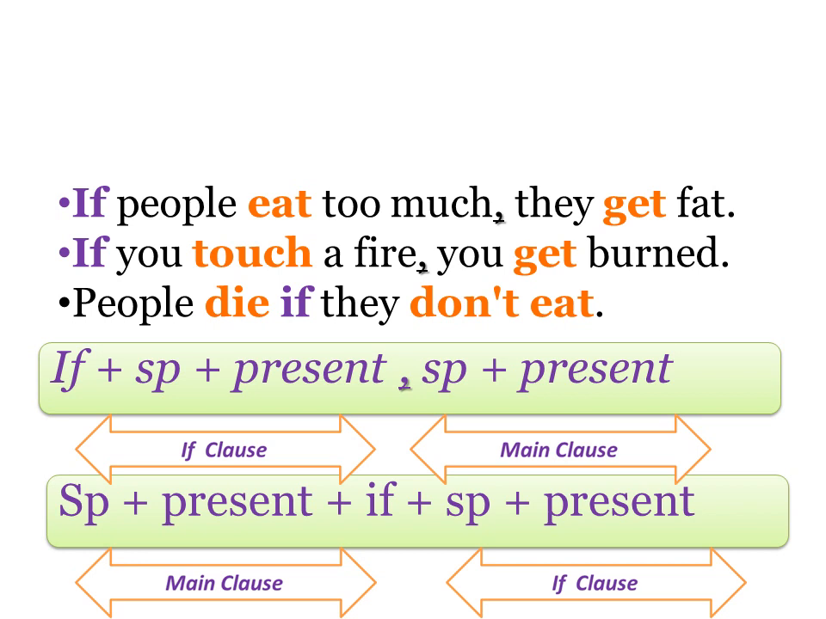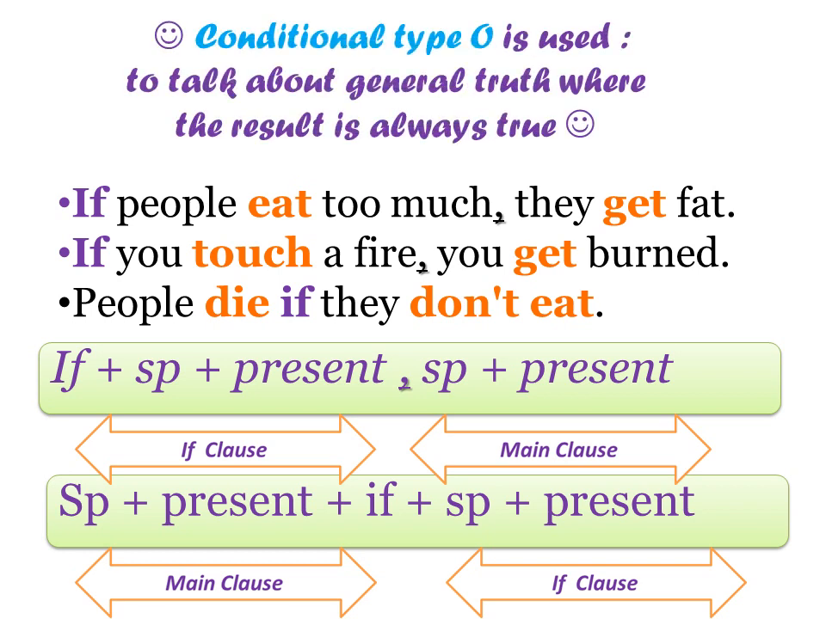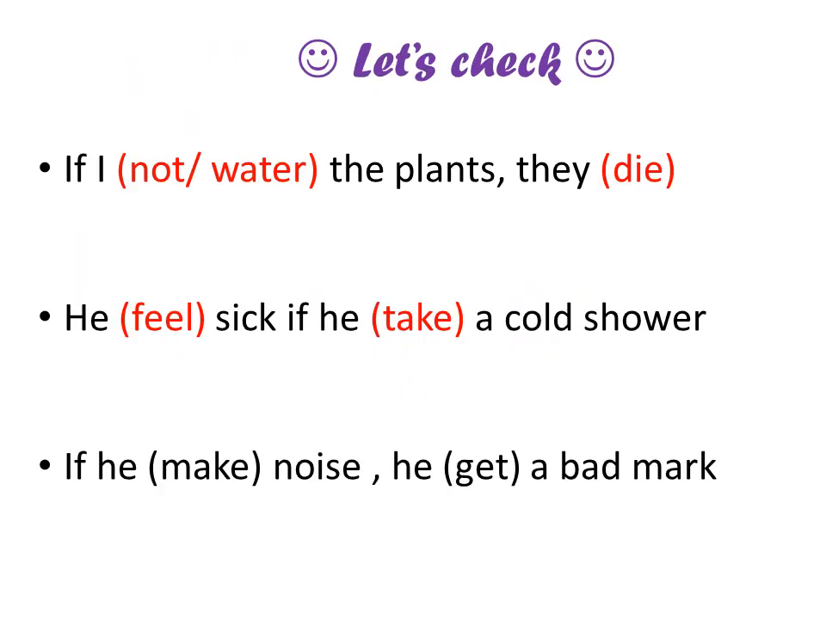So the question here: when should we use conditional type 0? Conditional type 0 is used to talk about general truth where the result is always true. It doesn't change with time. So let's check for understanding. Here are some examples. If I not water the plant, they die. He feels sick if he take a cold shower. If he make noise, he get a bad mark. Let's start with the first one.